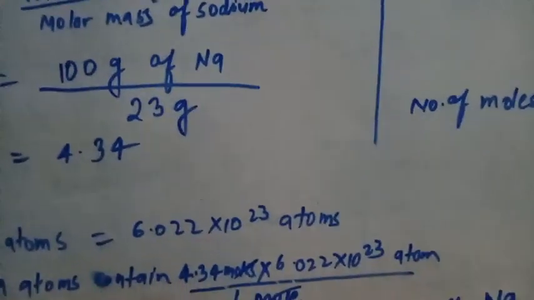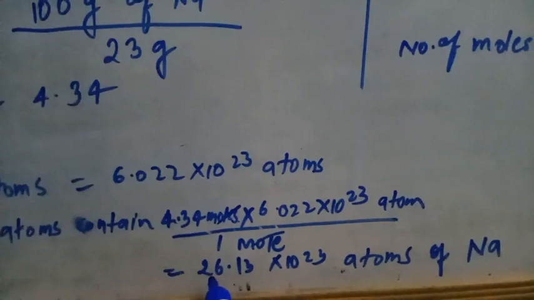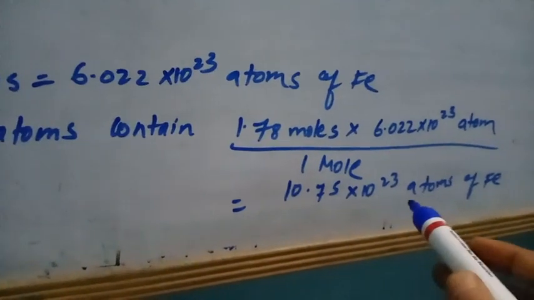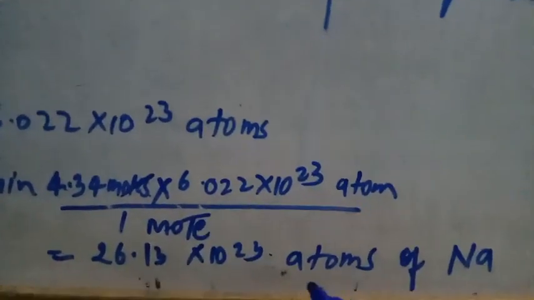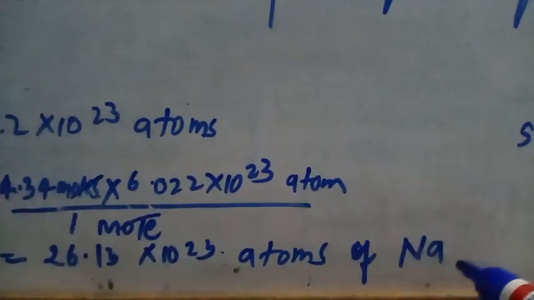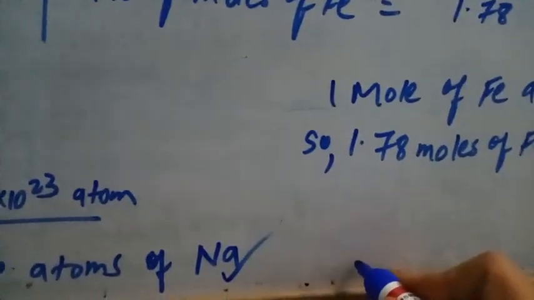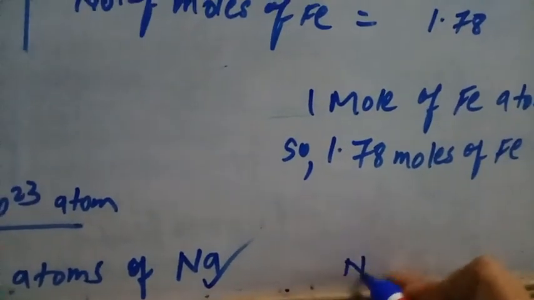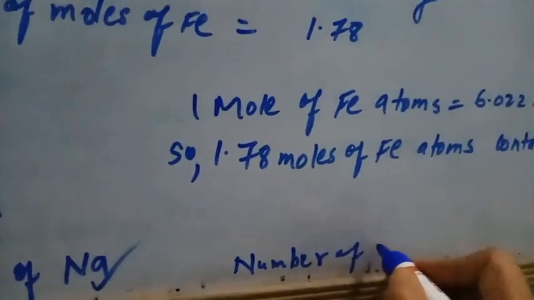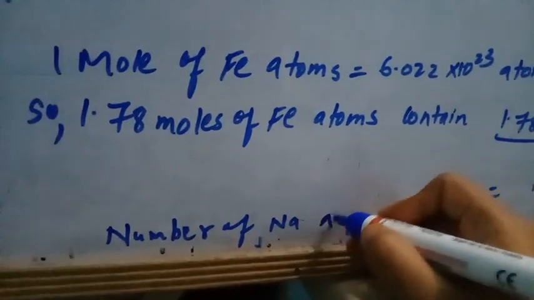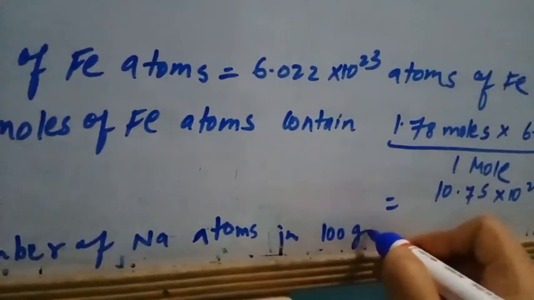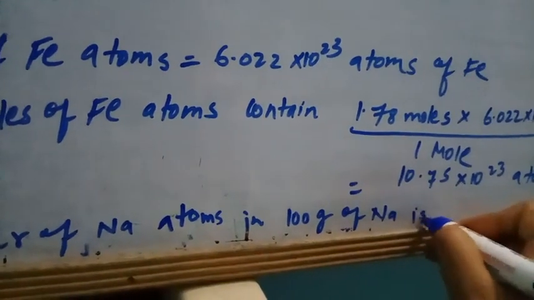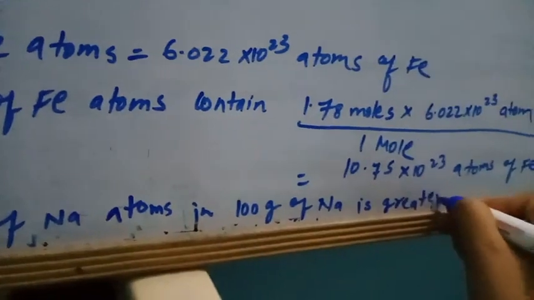So here we can see that we have got 26.13 into 10 to the power 23 atoms of sodium, and 10.75 into 10 to the power 23 atoms of iron. So where is the number of atoms greater? Here 26.13 into 10 to the power 23 atoms of sodium is greater. So we can write: the number of sodium atoms in 100 gram of sodium is greater.